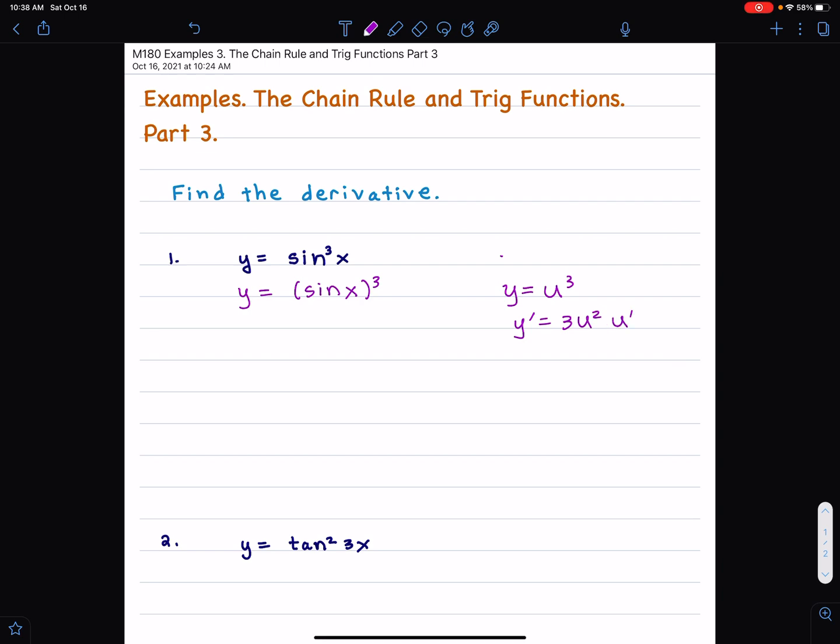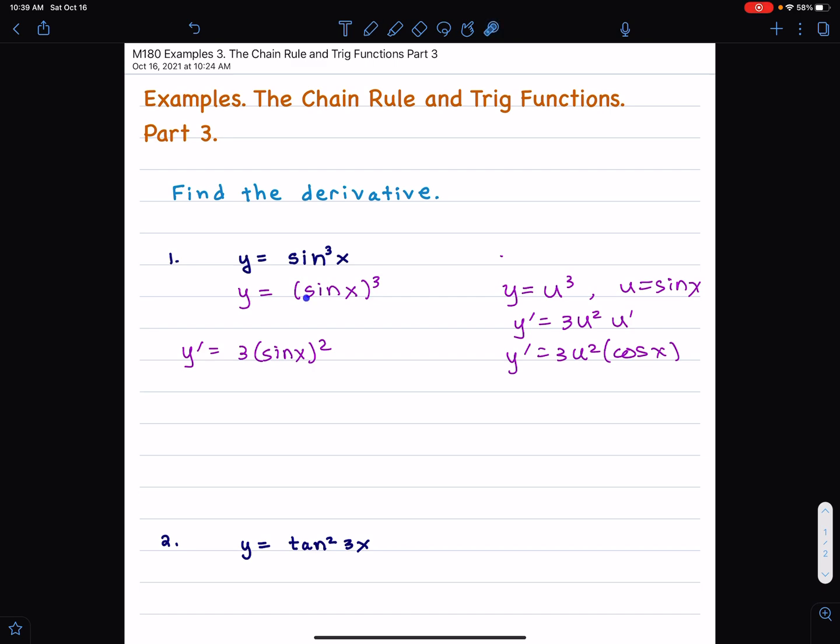All right, let's do that over here. Y prime is, I'm going to blank this out of my mind and just call that u. So I get 3u to the second power. And what is u? U is sine x, so I just put that back in there. Okay, so maybe on the side here, u is sine x. And then, as we know, what's the derivative of sine x? Cosine x.